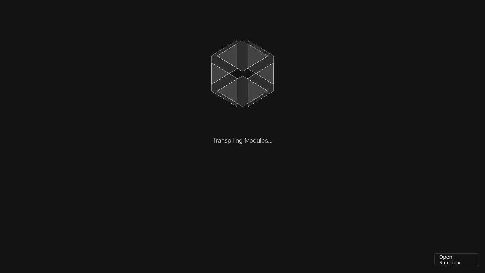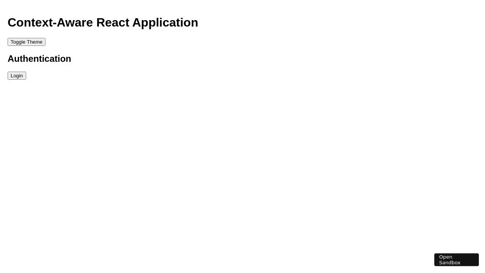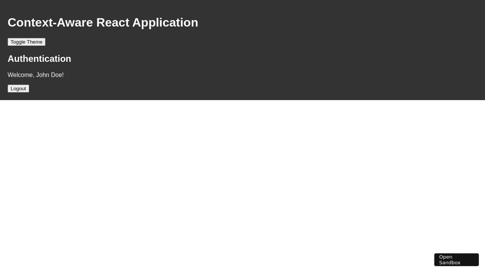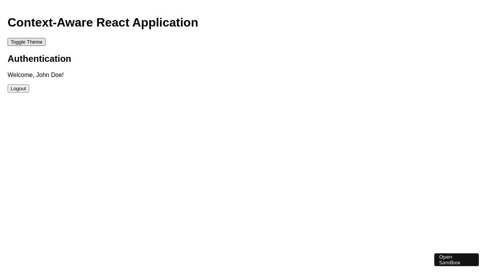In this demonstration, we will explore how a context-aware React application operates using useContext and custom hooks. Begin by navigating to the application interface. Here, you will encounter an initial prompt where you can make a choice by clicking on a button labeled Yes. This action simulates user interaction and sets the stage for further exploration.